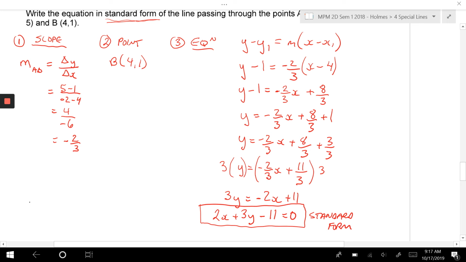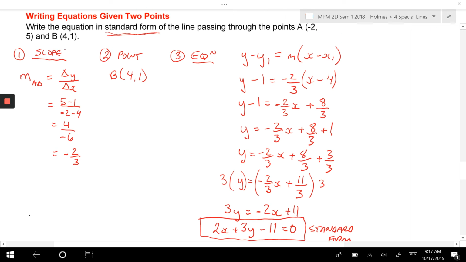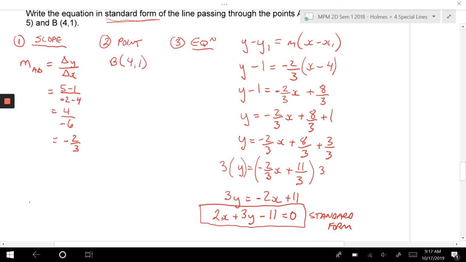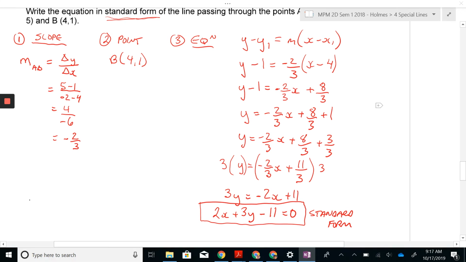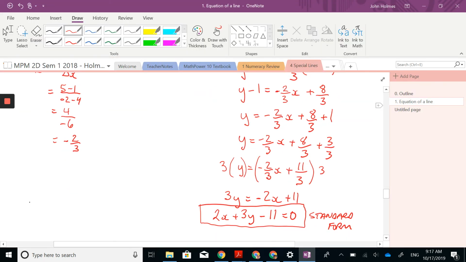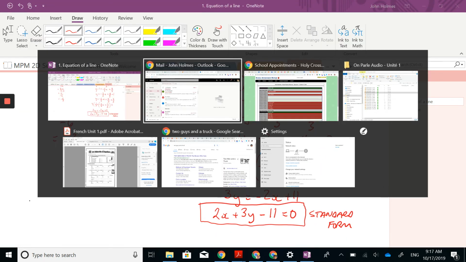So the equation of a line that passes through the points (-2, 5) and (4, 1), the equation of that line is 2x + 3y - 11 = 0. Remember, when you're doing work and you're ever wondering if you want to check your work, you can always hop into Desmos. So I'm just going to hop into Desmos to show that this is indeed true.